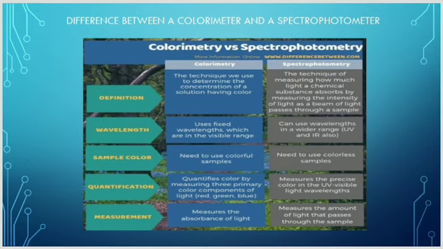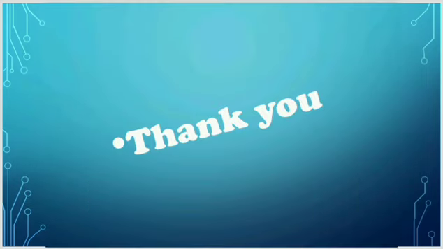Next, the calorimeter has an ordinary barrier layer detector, which is less sensitive, while the spectrophotometer has a more sensitive detector, such as the phototube or the photomultiplier tube. Calorimeter is also a relatively cheaper instrument, and the result obtained may be less accurate. On the other hand, spectrophotometer is a more sophisticated and costly instrument, and the result obtained by using it is more accurate. Thank you.